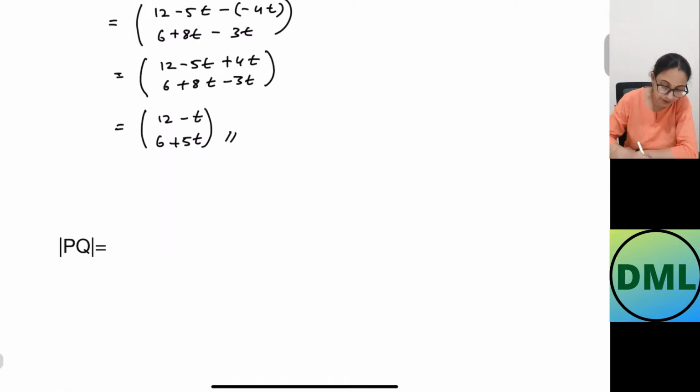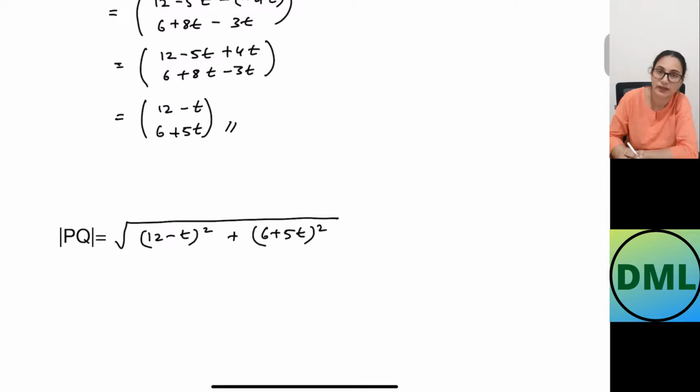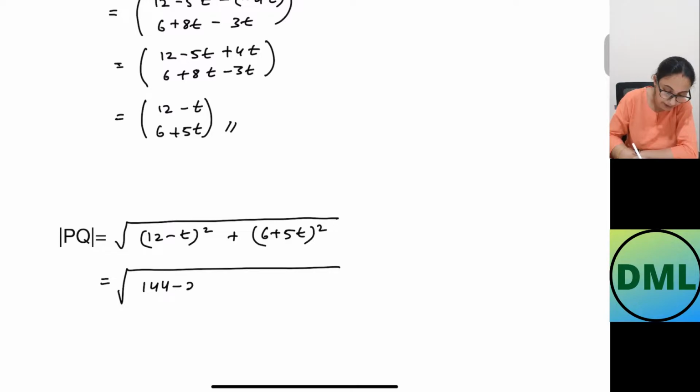Now I need to find out the length PQ. So the length PQ will be given by root of (12 minus t) the whole square plus (6 plus 5t) the whole square. Now let's open that first. That will be equal to 144 minus 24t plus t square plus 36 plus 60t plus 25t square.